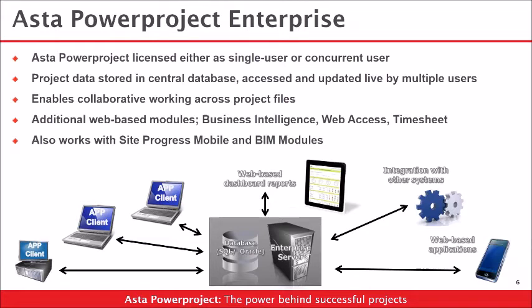We also have web access and timesheet. With the enterprise, it will also work with Site Progress Mobile. On Apple devices, Windows Mobile, and Android devices, you can download a free app. If you then have a subscription to Site Progress, you can upload your activities for the next two to four weeks, and people can walk around updating those, taking photos and submitting them back to the system. Down here we can see we have a central database, with clients, web access, and all those connecting to it.